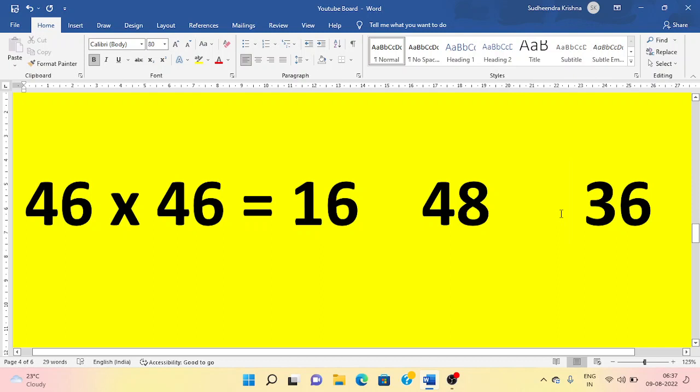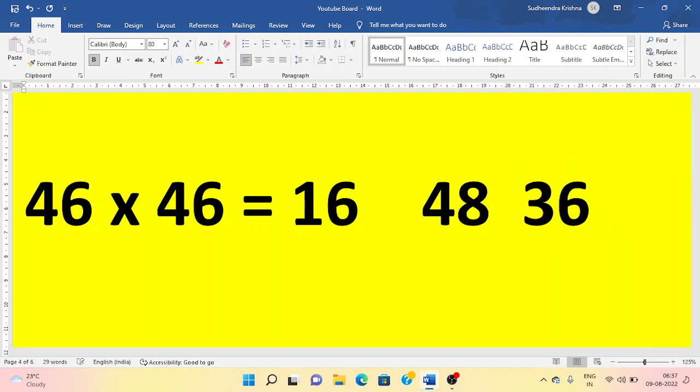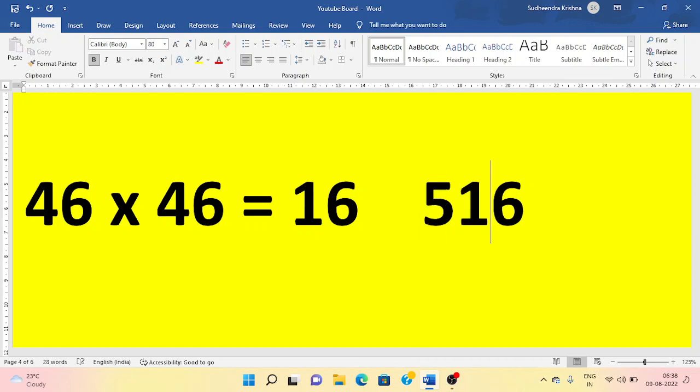So on the right side already I have 36, but 36 is a two digit number. I cannot take a two digit number. So out of 36 I'll take only 6 and I'll carry over 3 to the left side number. So already on the left side of 6 I have 48. 48 plus carry over 3 will give you 51. So put 51.